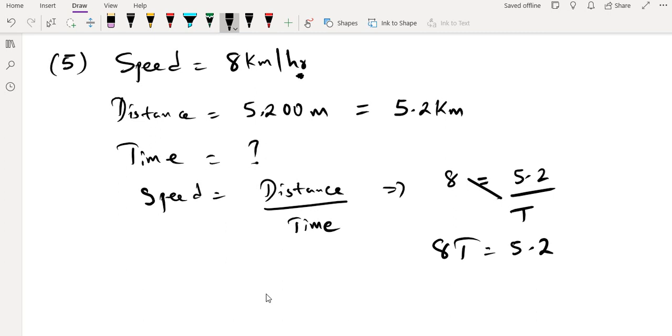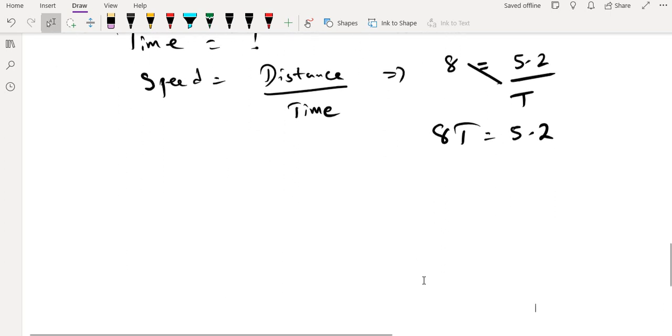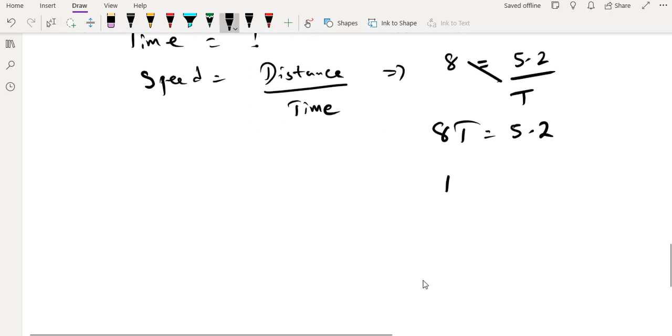I can't tell your voice, head boy. Divide both sides by 8. So t becomes what? 5.2 over 8. If we remove our point, one place here and one place here, we can easily cancel. So t becomes what?